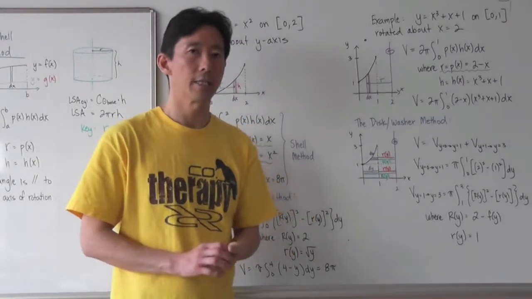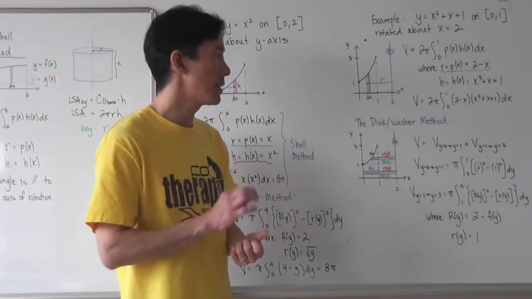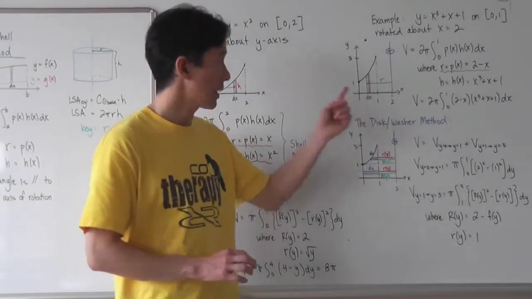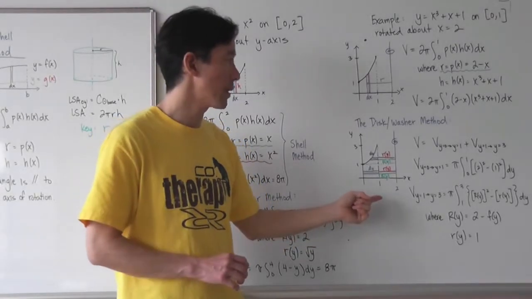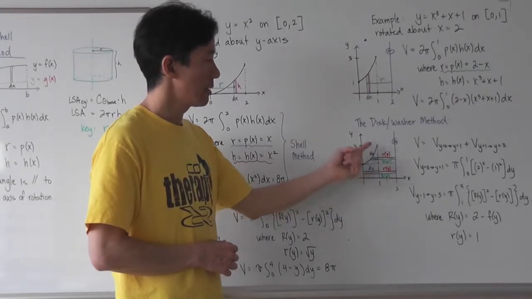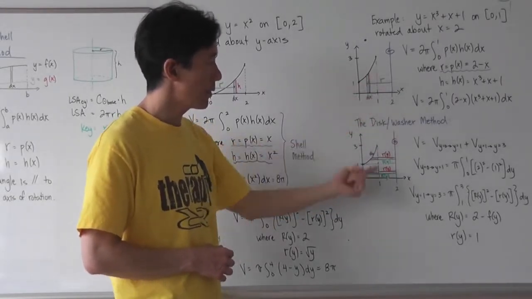The purpose of taking a look at this example is to show you why the disk and washer method is not possible. The shell method is; disk washer is not. Now, same situation here. There's a lot of different notation here, but it's the same situation that we have up there.